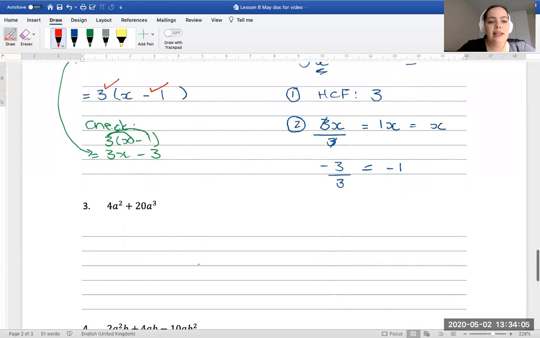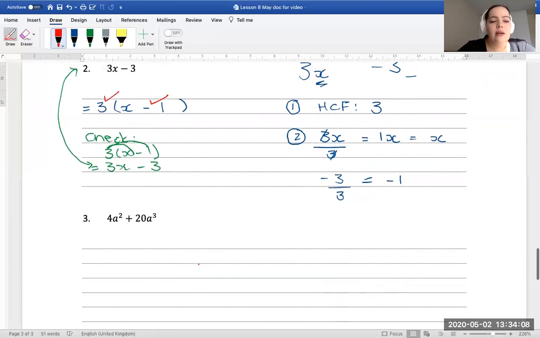All right, let's do one more example here and follow the same sort of chain just to make sure that you're with me. The two terms we're dealing with are 4a squared and 20a cubed. Highest common factor, we're looking for the highest common factor of the numbers first. Between 4 and 20, the highest common factor there is 4, because 4 goes into 4 once, so that works, and 4 goes into 20 5 times, so that works as well.